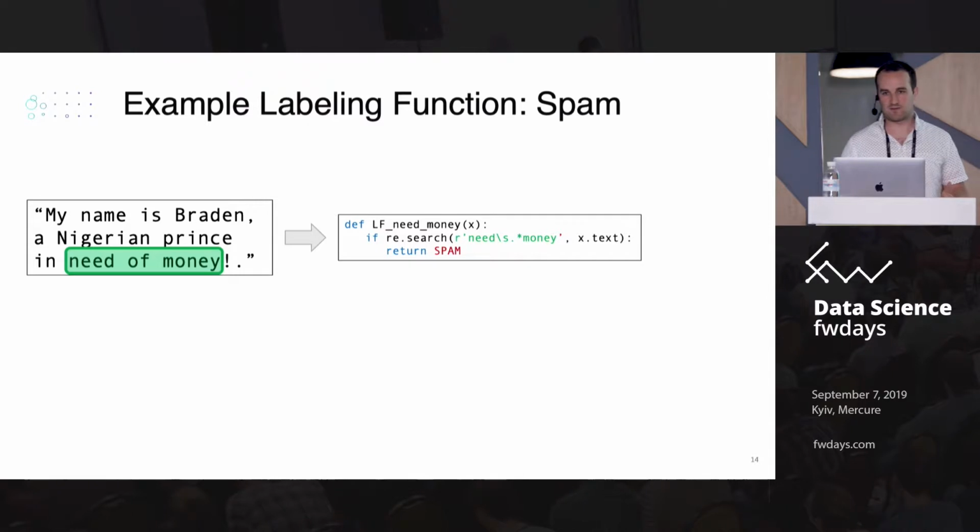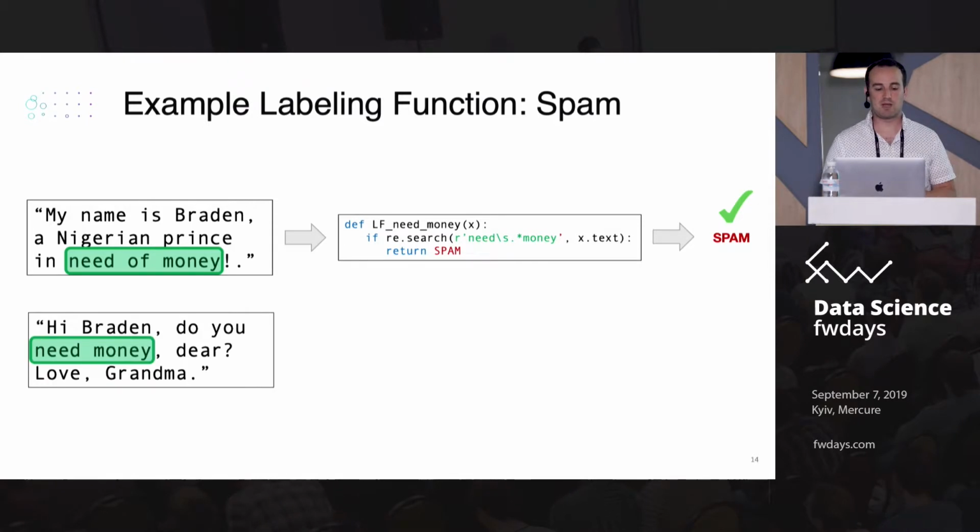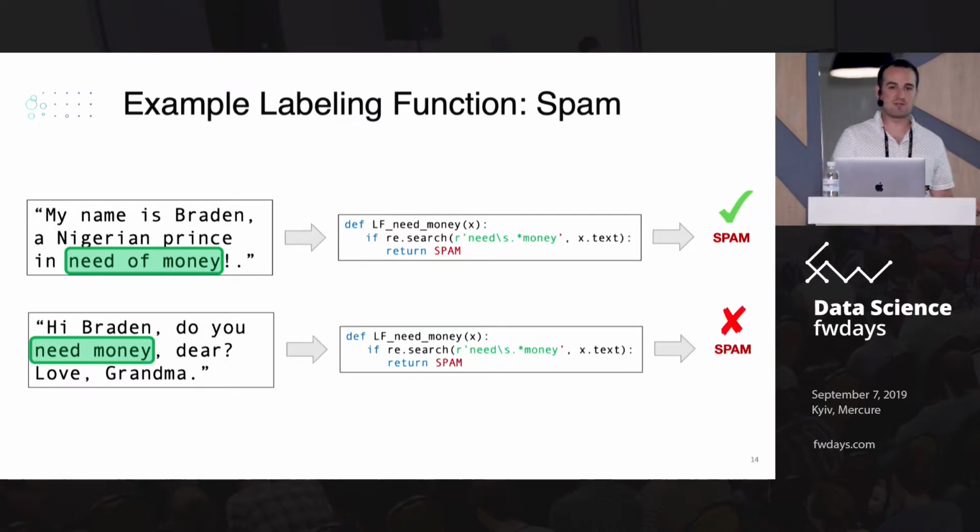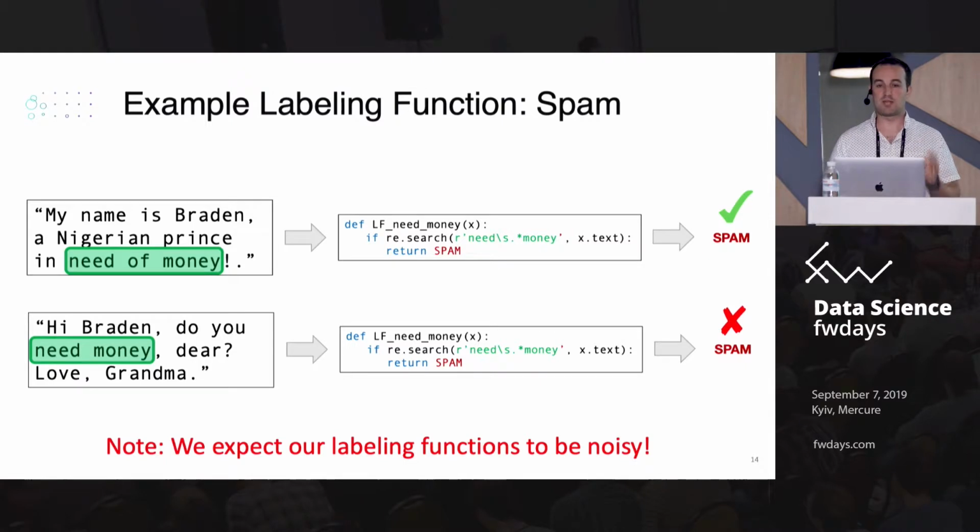So we could write a labeling function that says, if in an email I see the word or the regular expression "need money," go ahead and label that as spam. And in this case, the label that it outputs is correct. Fantastic. But there might be other emails where this isn't true, like this one from my grandma asking if I need money. Applying this same labeling function gives us the spam label, which in this case is incorrect. But again, we're okay with that. We expect some amount of noise, and you'll see how we're able to still denoise the labeling functions when we combine them to get better outputs.